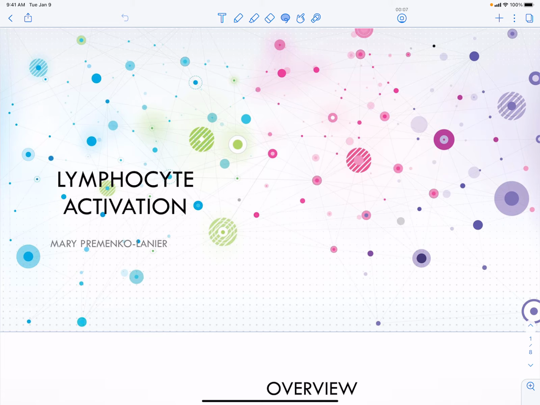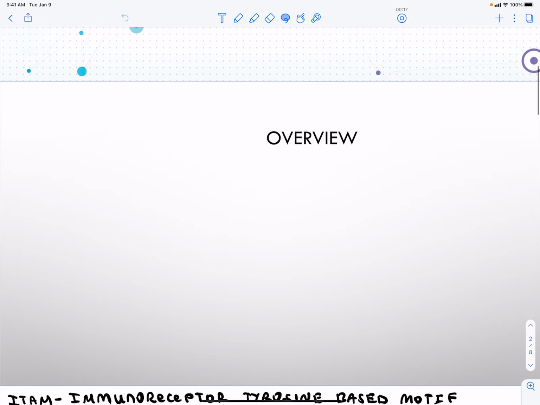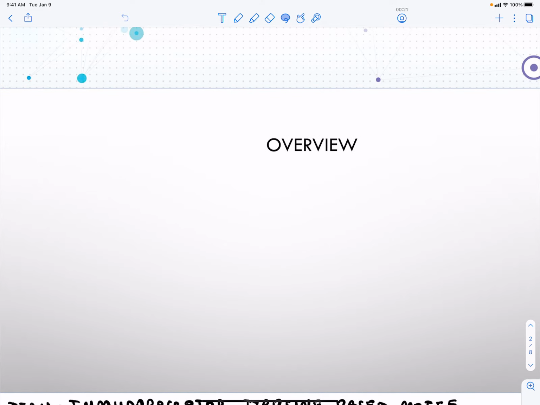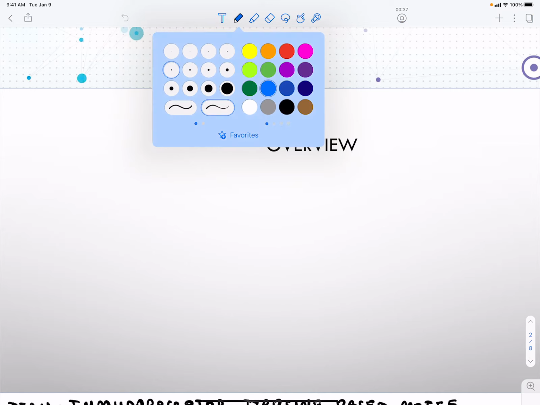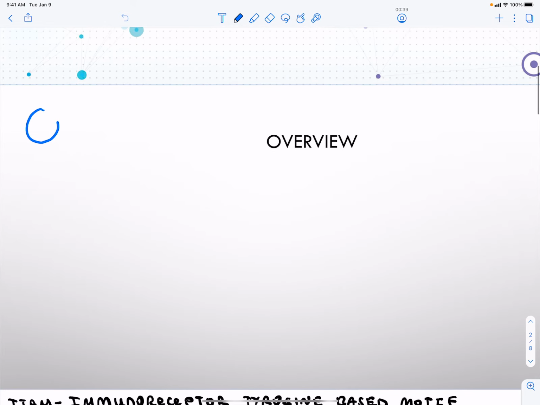Okay, so now we are going to talk about lymphocyte activation, more specifically about B cell and T cell activation. With respect to activation of both B and T cells, even though they are two different cell types and even though they do two different things, they have a similar pattern of activation. So we have first, of course, our antigen. And so everything starts with the recognition of an antigen.